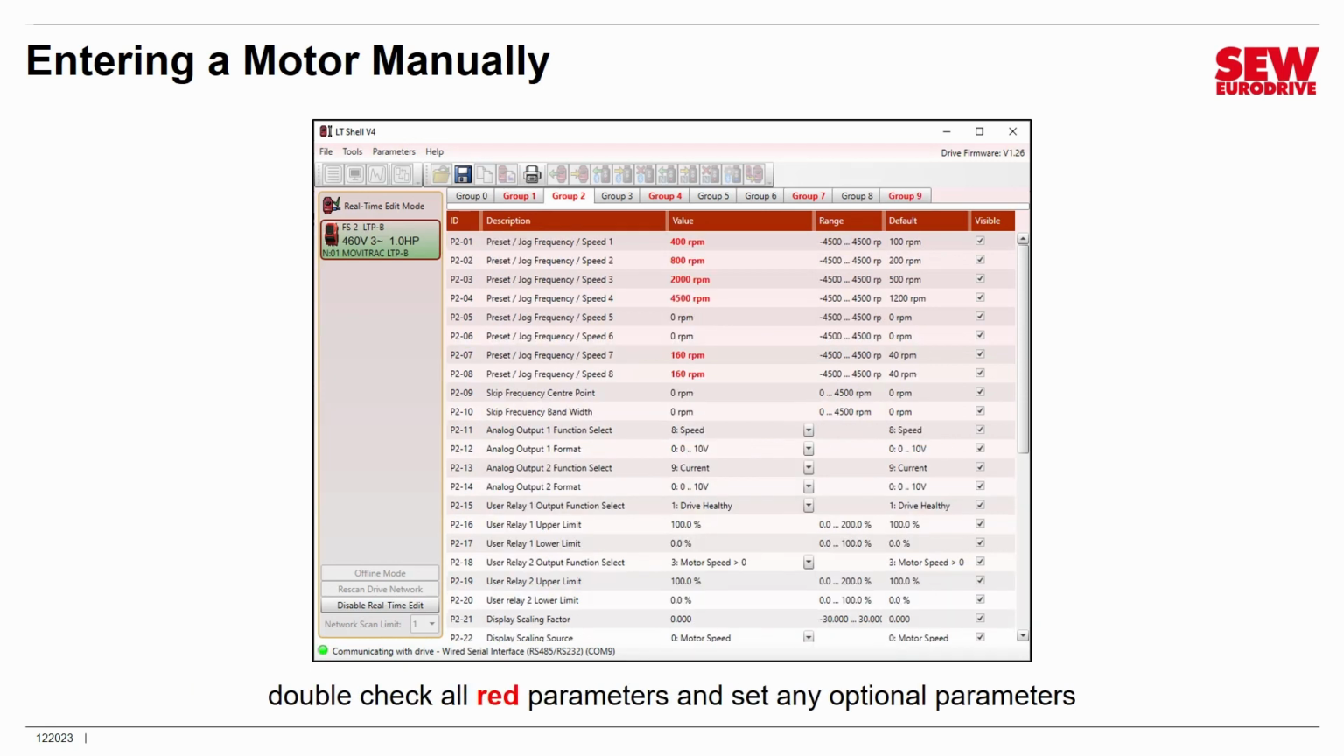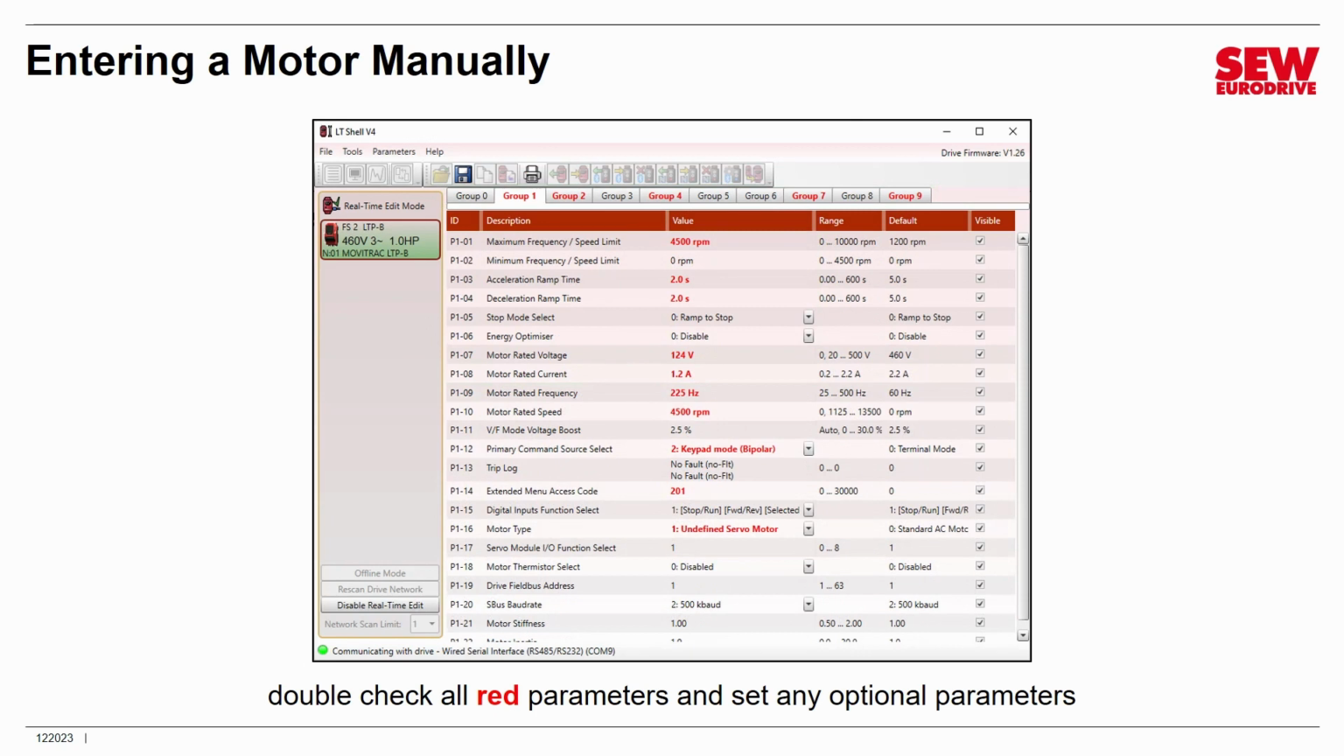Finally, go through each parameter group that is turned red because that means parameters have changed from default values to other values. And you want to go through these parameters and just sort of eyeball them and make sure they look reasonable. For example, I recommend you go to group 2 and check all the presets, make sure they look realistic. In this case, they do. And then finally, set any optional parameters that you may need to set.